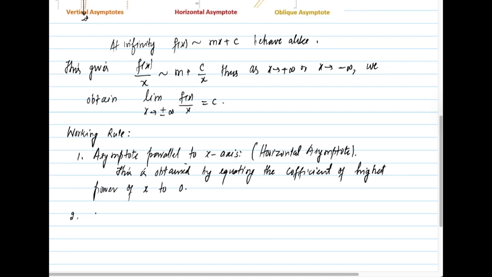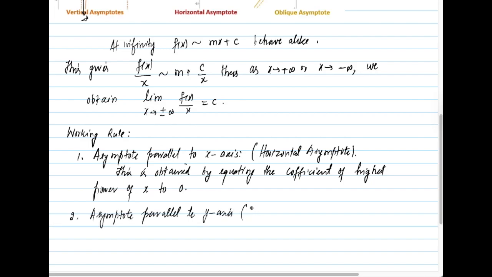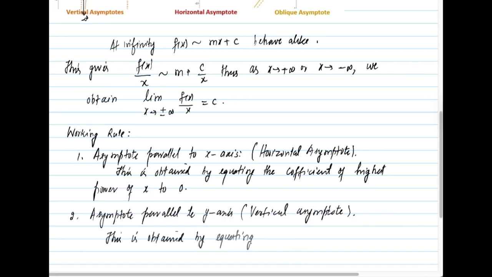And similarly, second, the asymptote parallel to the y-axis. Parallel to the y-axis obviously means a vertical asymptote. This is obtained by equating the coefficient of the highest power of y to 0.